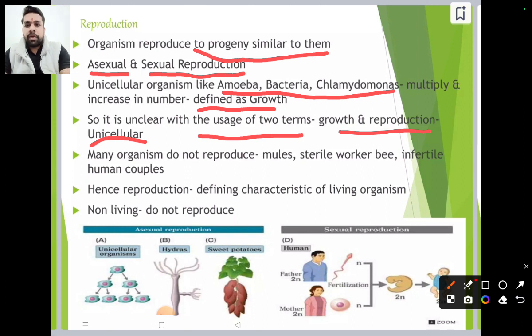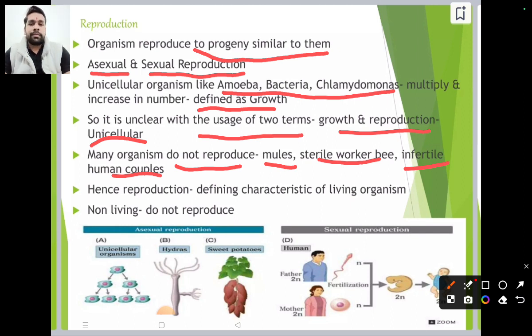Now, many organisms do not reproduce, like mules, sterile worker bee, infertile human couple. I think you know about sterile worker bee, infertile human couples, but you don't know about mules. Mule is a kind of artificial insemination or a test tube experiment result, which is known as mule. It is a mixture of horse and donkey. Clear? These all are infertile, so they do not show reproduction.